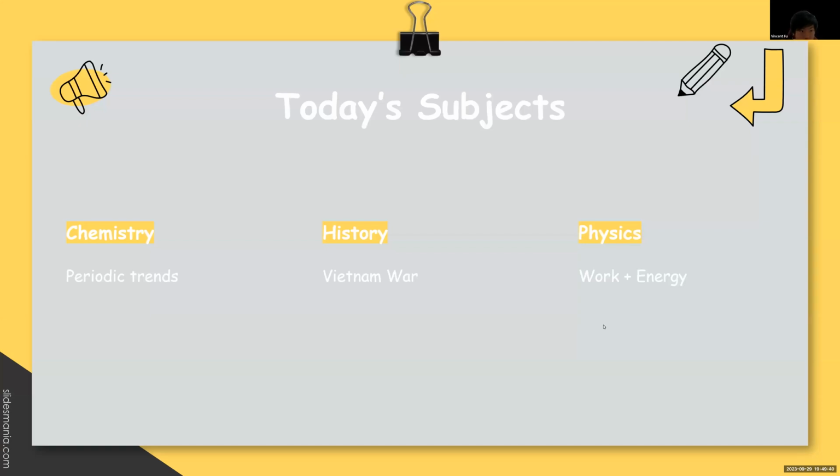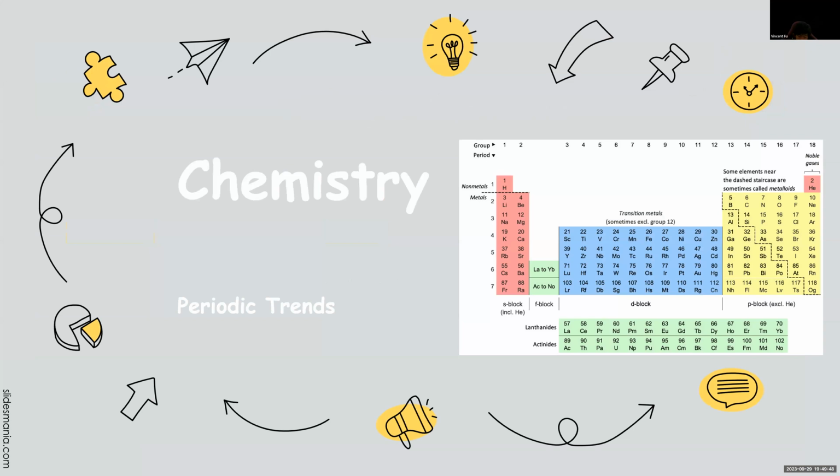Today we'll be teaching chemistry, then doing history, and then ending off with physics. All right, for chemistry, I'm going to be talking about periodic trends.